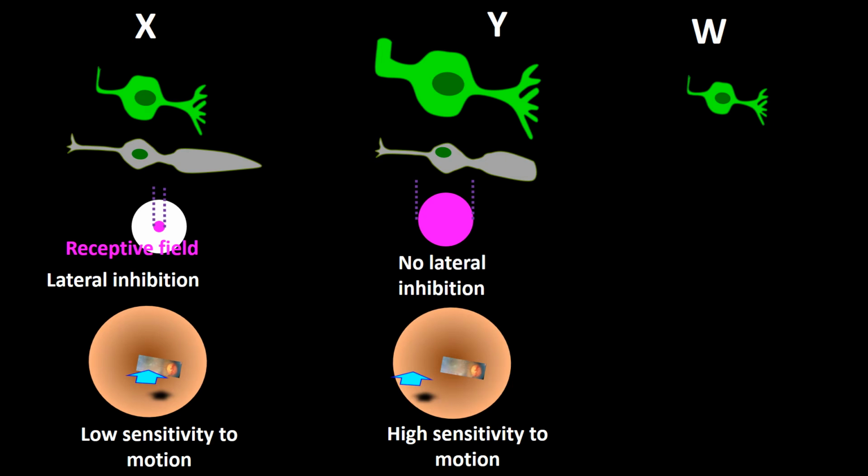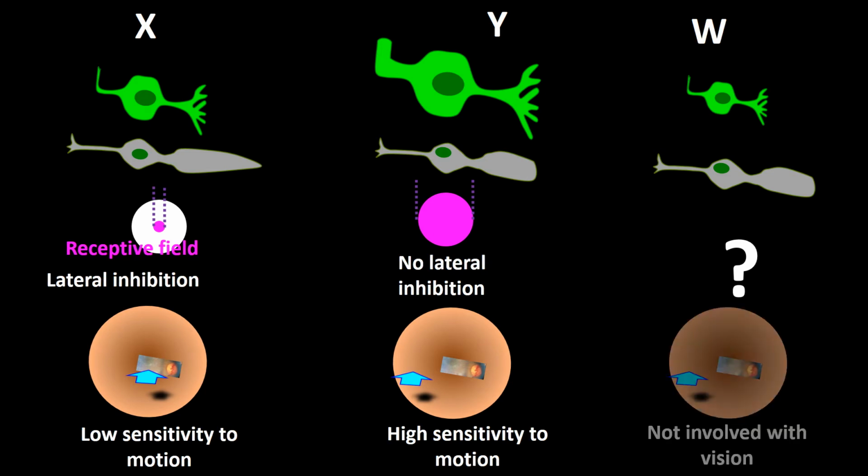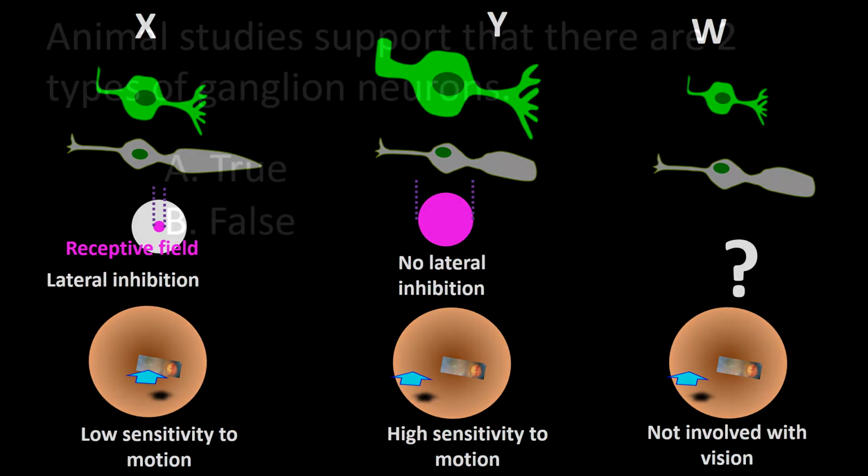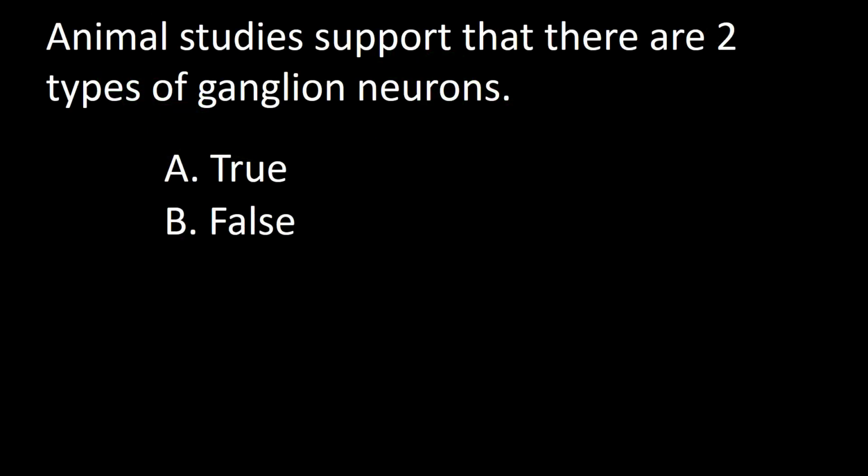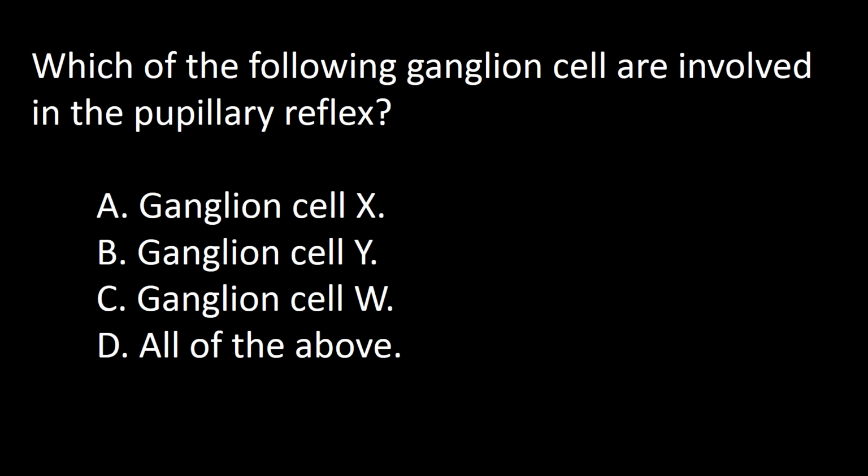The third type of cells are the W ganglion cells. They are connected to rods. Their receptive field is not well known. They are found in the peripheral retina and probably not involved with vision. So the answer to this question is B. Next question. Which of the following ganglion cells are involved in the pupillary reflex?